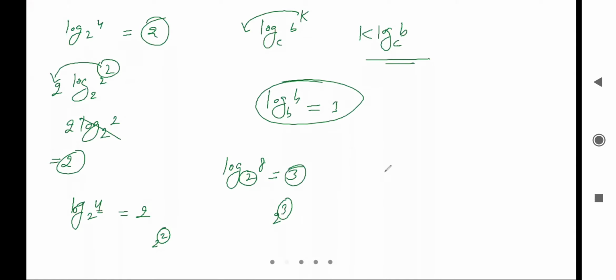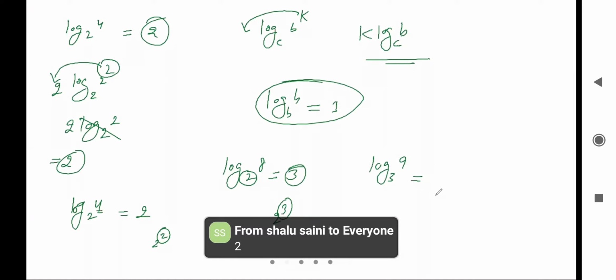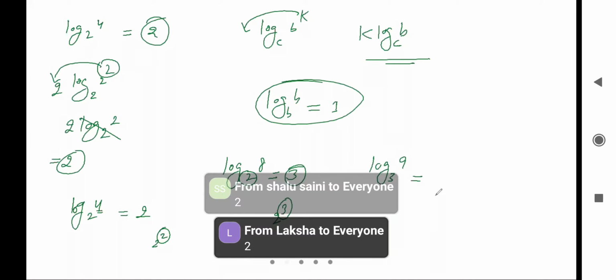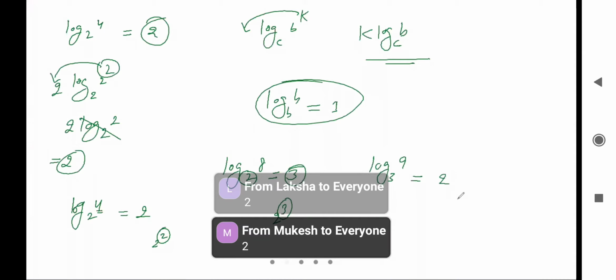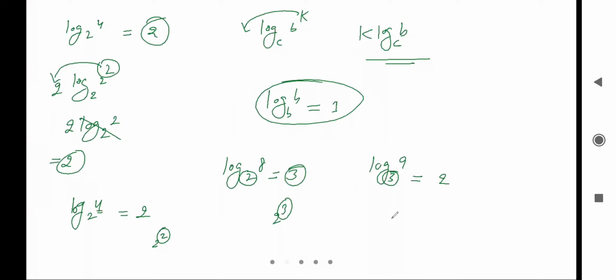So what about this one? If it is log of 9 base 3, what will be the result? Okay, the result is 2. So how is it 2? What power of 3 should we take so that it becomes 9? So 3 squared is equal to 9, it means the result is 2. Okay, now let's see some more properties of log.